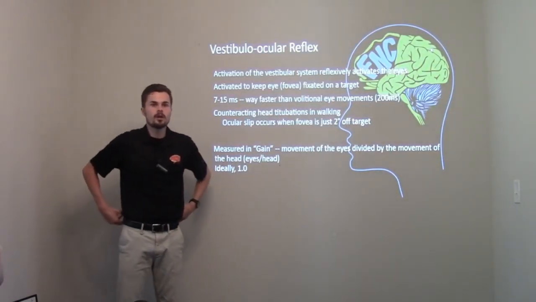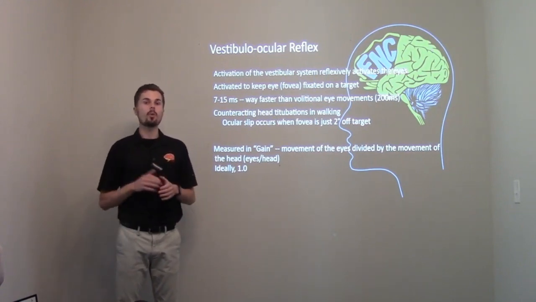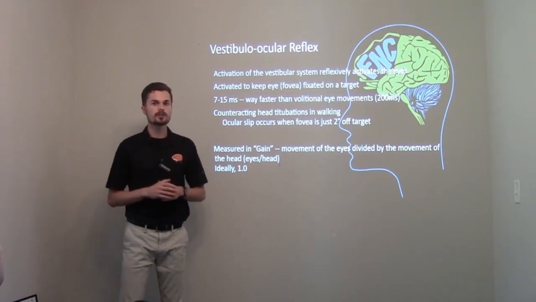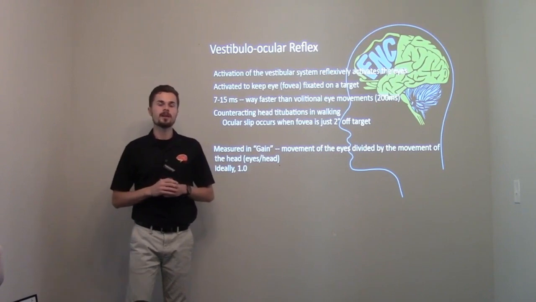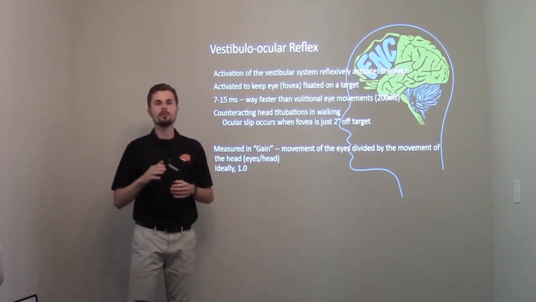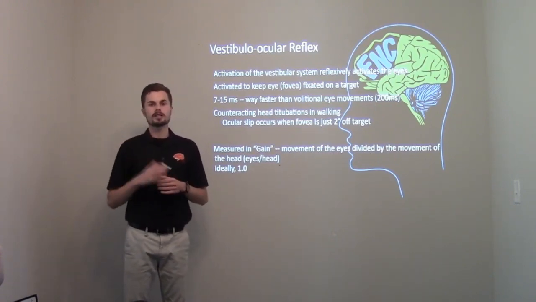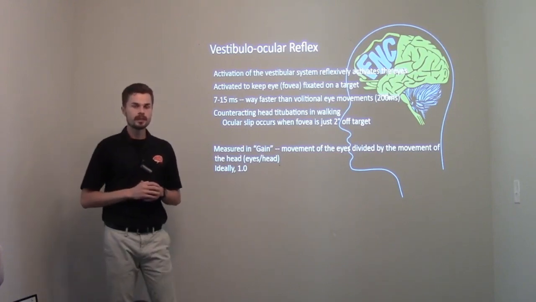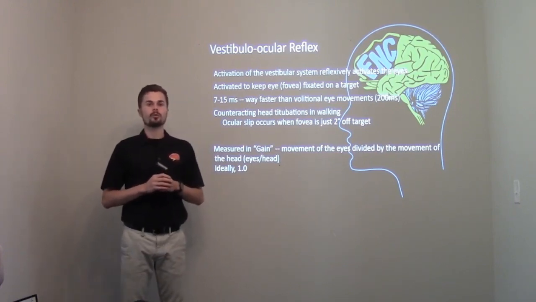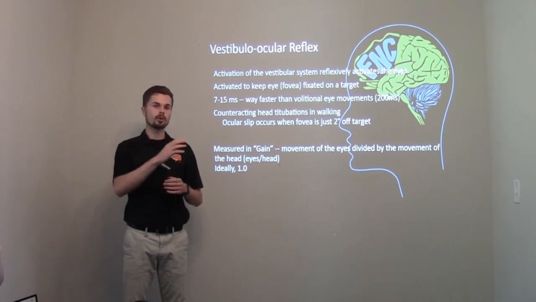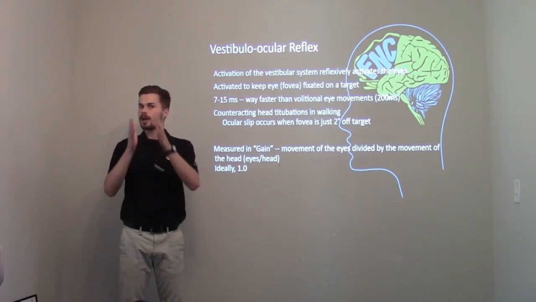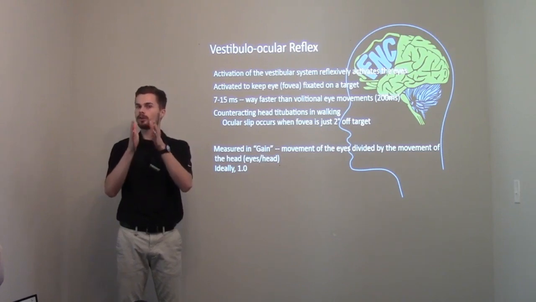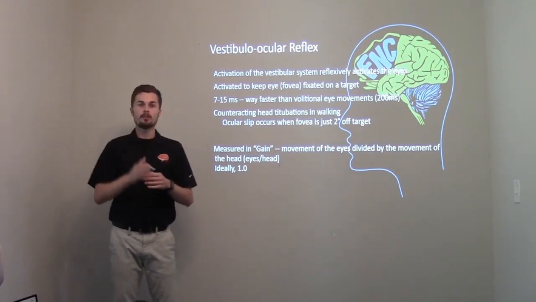What's the function? Well, it's there to stabilize our vision while we're moving. So if I move my head to the left, my eyes will go to the right. If I'm jumping up and down like this, my eyes will stay fixated on a target. If that didn't happen, your eyes would move with your head movement. And that's what we call oscillopsia. And that's when your vision gets obscured and you will see the world moving around you. So for example, if I turn my head to the right and my eyes didn't stay fixated to the left, that means that my eyes would move with the head.